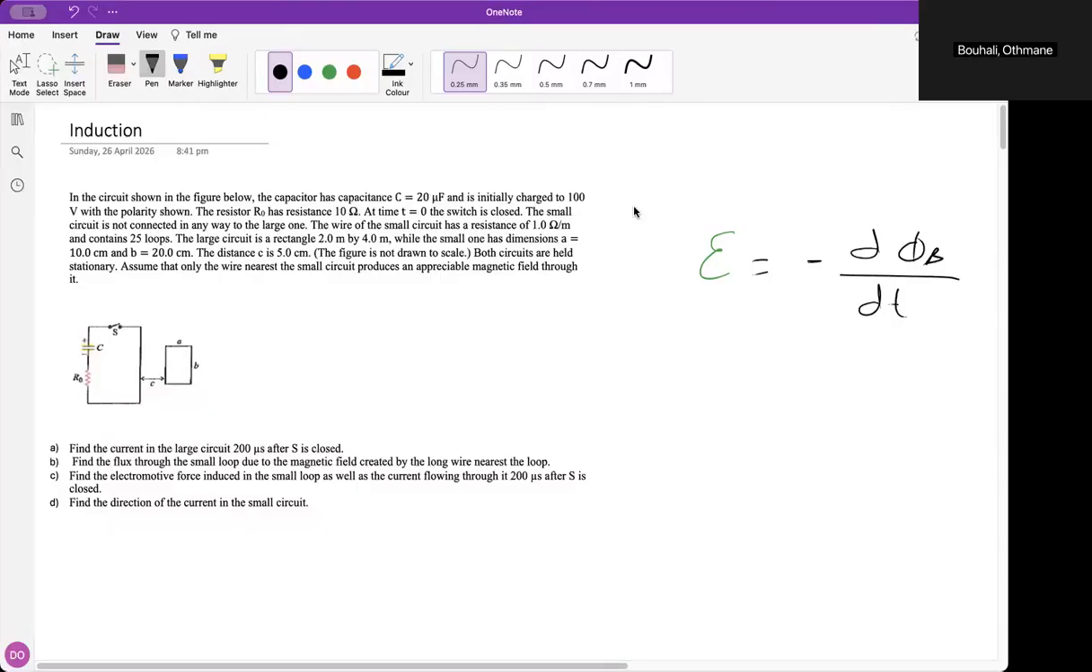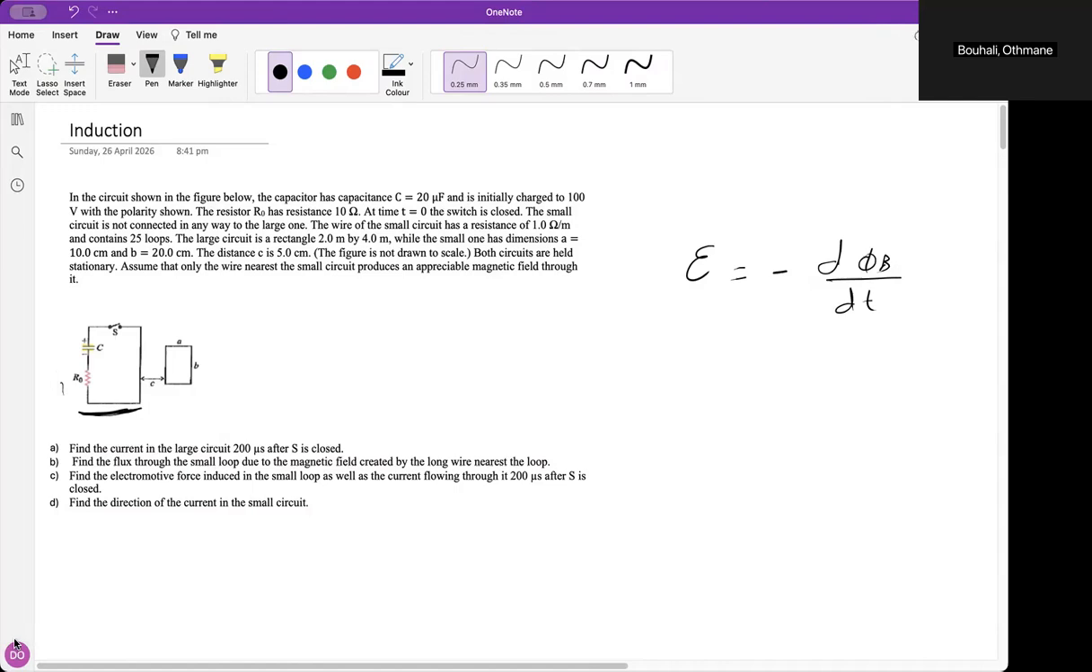Okay, this is another application of the law of induction. Faraday's law tells us that the induced EMF is equal to the negative rate of change of the magnetic flux through a loop. In this problem, we are given two circuits. This is a very famous, well-known problem, where you have a capacitor that is already charged, and this capacitor will start discharging through this resistor.